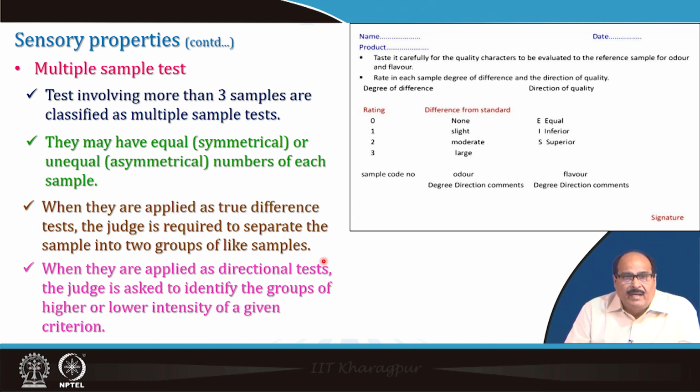When they are applied as difference tests, the judge is required to separate the samples into two groups of like samples. When they are applied as directional tests, the judge is asked to identify the group of higher or lower intensity of a given criterion. So, this is the data record sheet of the multiple sample test.